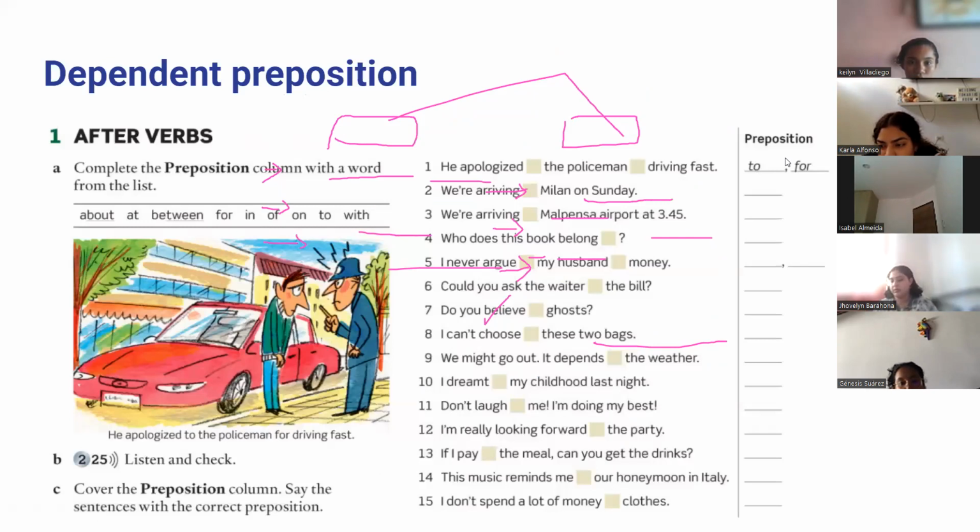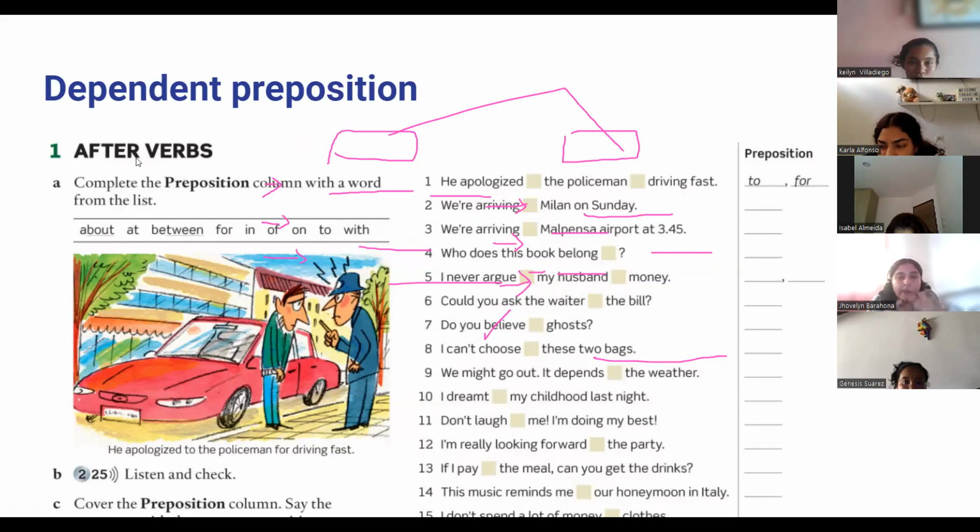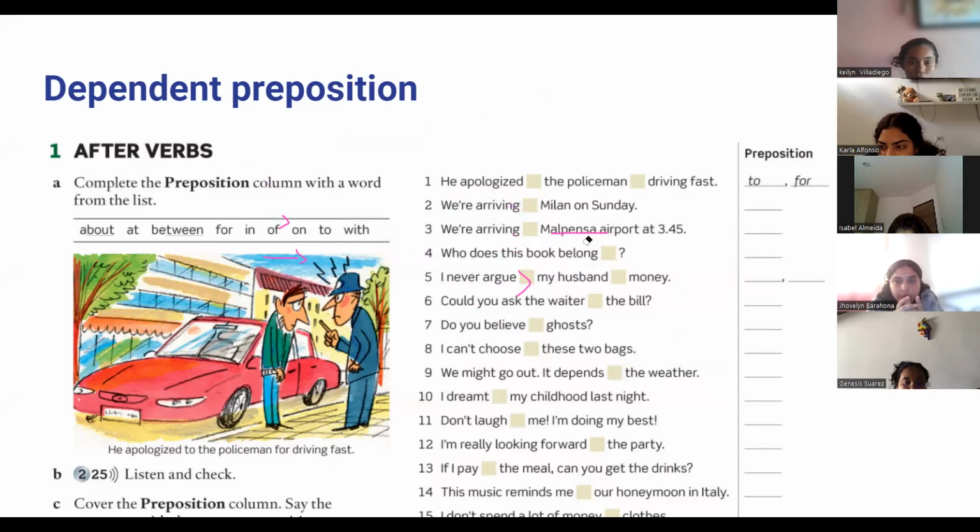So let's continue studying prepositions. In this first group, we have prepositions after verbs. Complete the preposition column with a word from the list. They can be repeated. Yes, they can. The prepositions that you will need are about, at, between, for, in, of, on, to, and with.